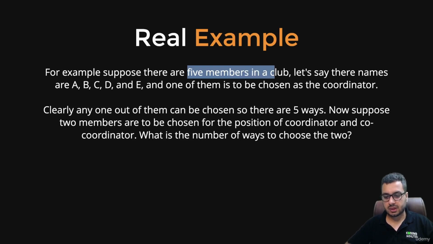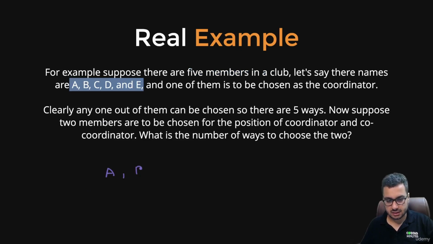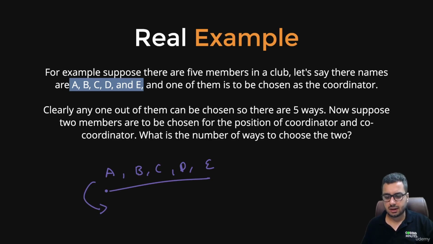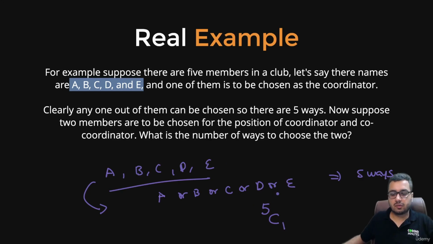Suppose there are 5 members in a club and you want to pick one of them as captain of the club. If you have a, b, c, d and e, there are 5 members and you want to pick one of them. So either a would become the captain, or b, or c, or d, or e. Clearly there are 5 ways. Mathematically it is denoted using a symbol C, so we can say there are 5C1 ways. We want to choose one object out of 5, so there are 5 ways.